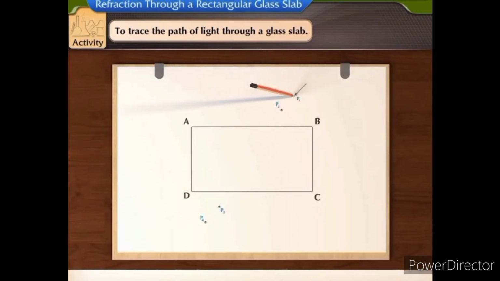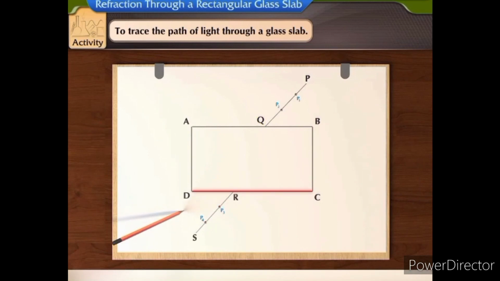Draw a straight line joining P1 and P2 and produce it to meet the line AB at point Q. Let PQ be the incident ray. Similarly, draw a line joining P3 and P4 and produce it to meet the line DC at point R. Let RS be the emergent ray. Join the points Q and R. QR is the refracted ray. Thus, PQRS is the path of the ray of light.